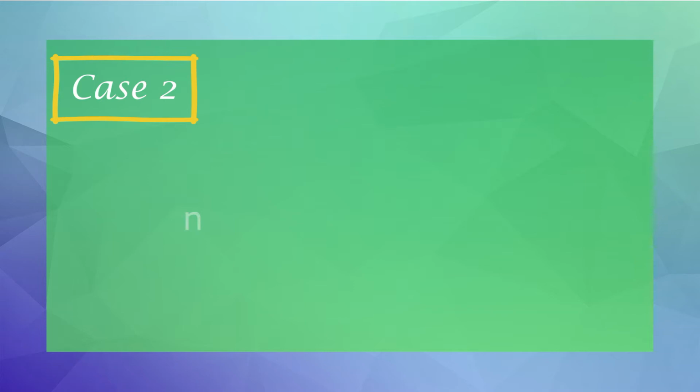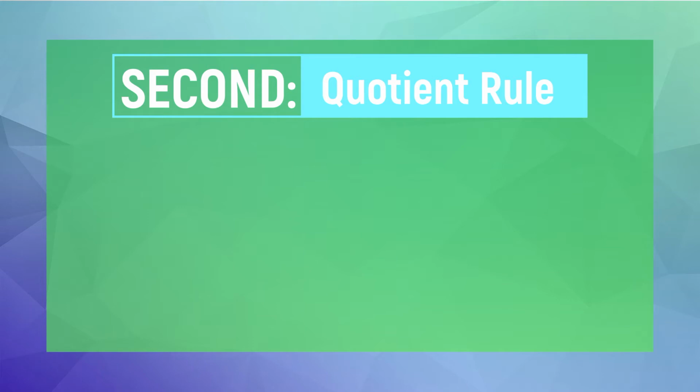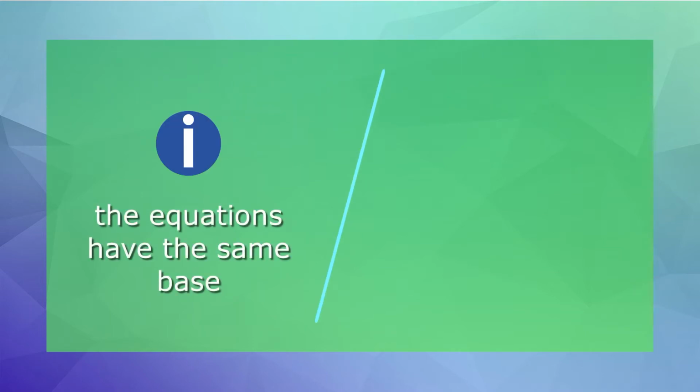Case number 2. For any numbers n to the power of x multiplied by m to the power of x, we just simply multiply the bases n multiplied by m and copy their exponent, which results in n times m, closed quantity, to the power of x. The second rule would be the quotient rule. Like the product rule, it also has two cases with the same conditions.